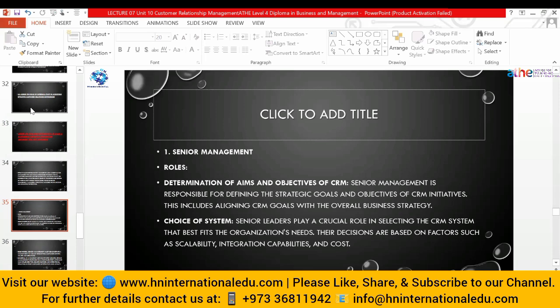Choice of system. Senior leaders play a crucial role in selecting the CRM system that best fits the organization's needs. The decisions are based on factors such as scalability, integration capabilities, and cost. We discussed these above as well. This is what they do. That is the choice of system within the CRMs.